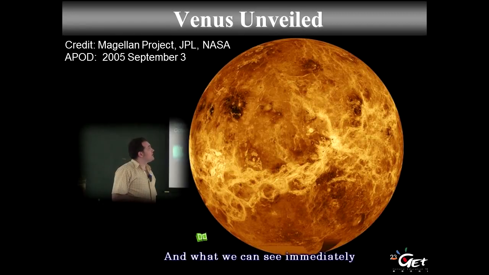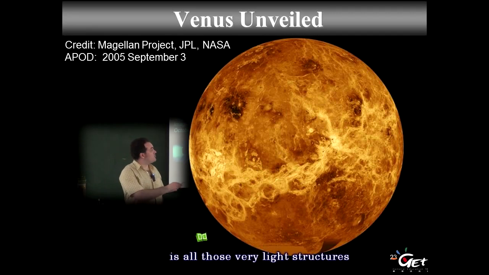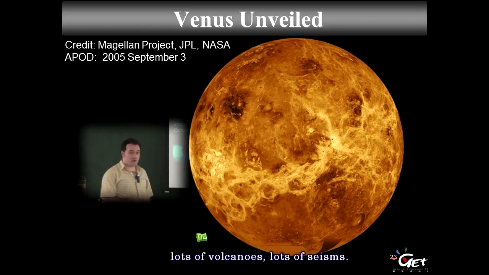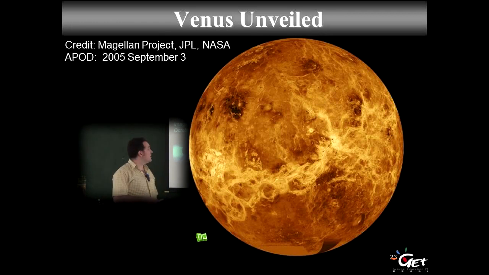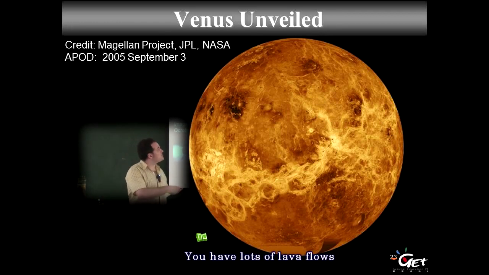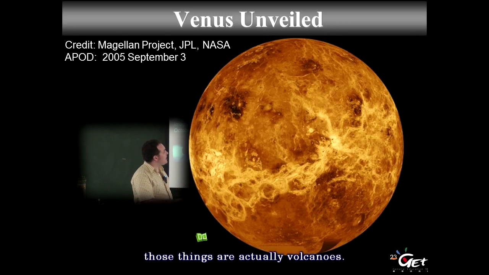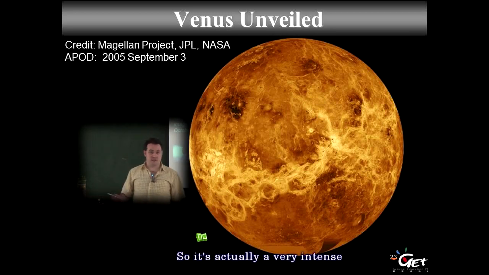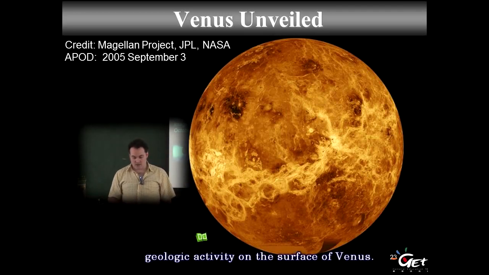And what we can see immediately is all those very light structures that are linked with lava flows. There is lots of volcanic activity on the surface of Venus, lots of volcanoes, lots of seas. So you have lots of lava flows, and you barely can see any impact craters. Those things are actually volcanoes. You barely can see impact craters, exactly like on the surface of Earth. So it's actually a very intense geologic activity on the surface of Venus.